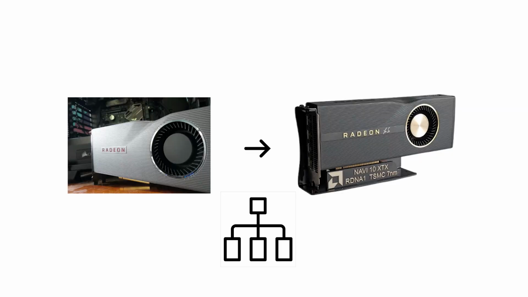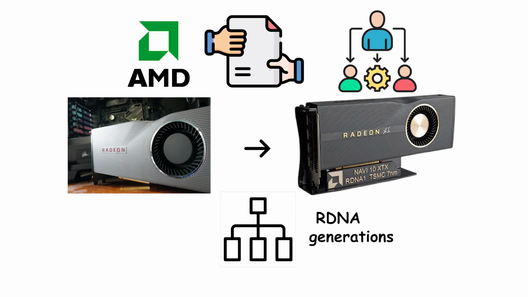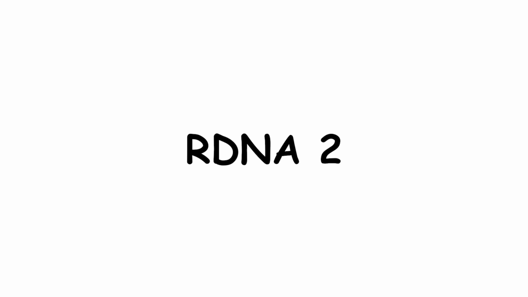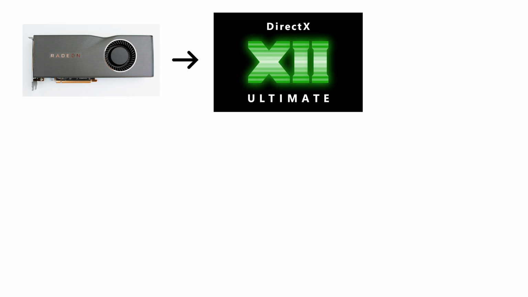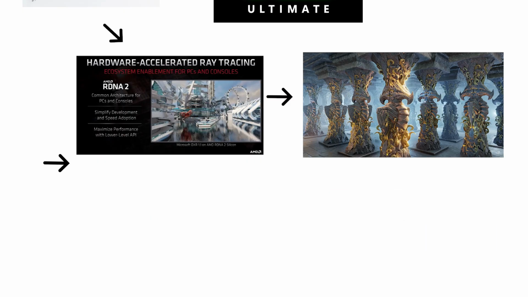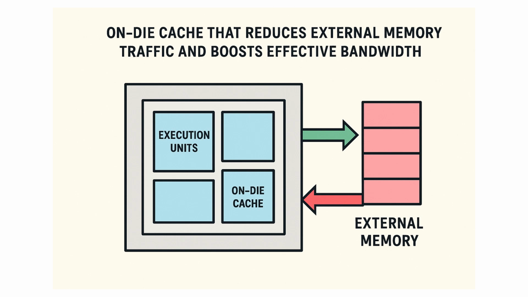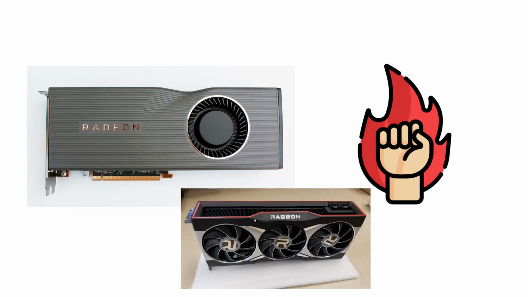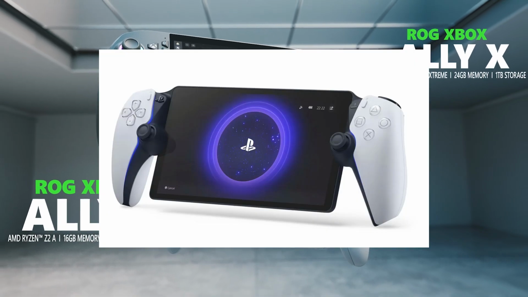Background and lineage to later RDNA generations documented in AMD and third-party overviews. RDNA 2, second generation RDNA, added full DirectX 12 Ultimate feature support, including hardware-accelerated ray tracing, mesh shading, variable rate shading, and sampler feedback. It also debuted Infinity Cache, a large on-die cache that reduces external memory traffic and boosts effective bandwidth. RDNA 2 powered Radeon RX 6000 and the current game consoles from Microsoft and Sony.